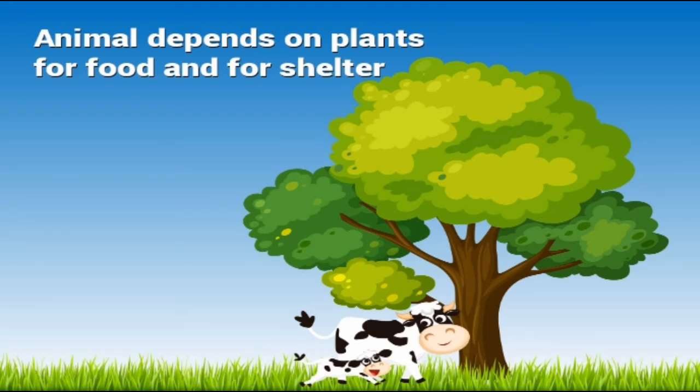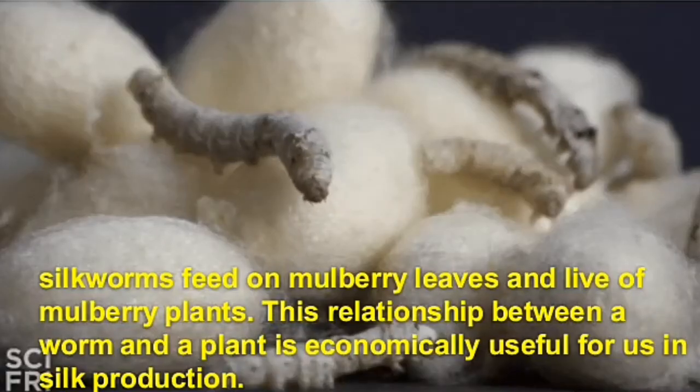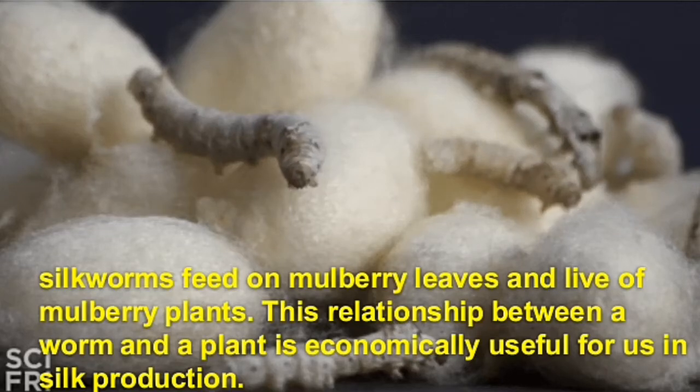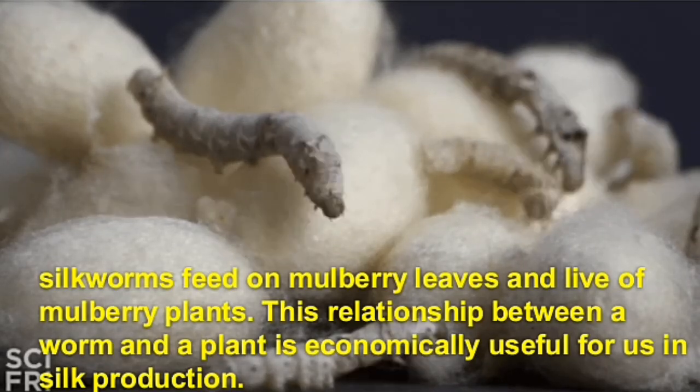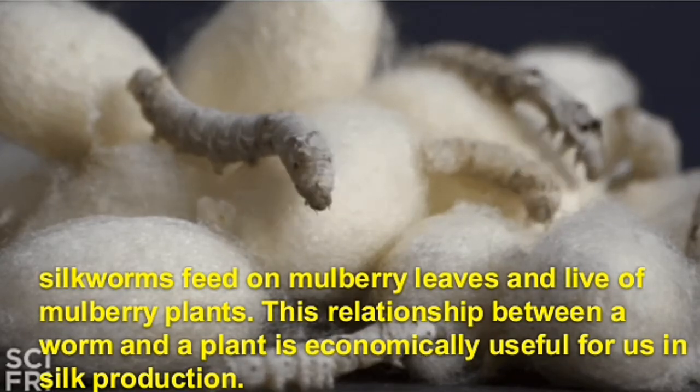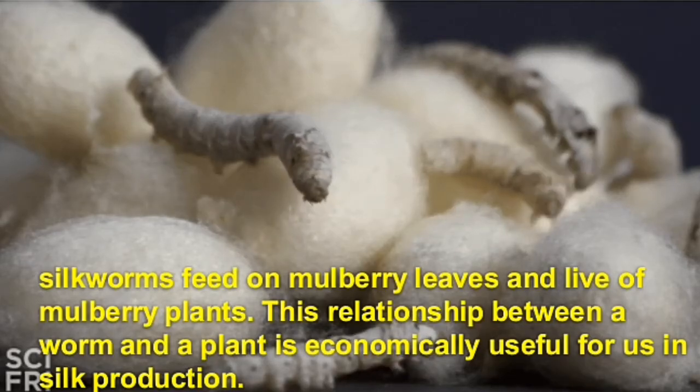Children, animals rely on plants for their food and shelter. This relationship benefits not only animals but also plants. Let's see some examples, children. Silkworms. Children, silkworms feed on mulberry leaves and live off mulberry plants. This relationship between a worm and a plant is economically useful for us in silk production.